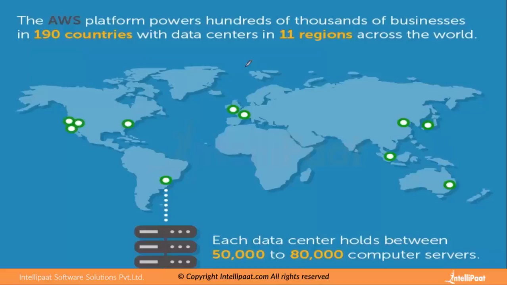Okay, so my mistake, it's 16 regions, and in 16 regions they have around 42 data centers. Yeah, that's the correct statistic. And in 190 countries the businesses run on AWS.